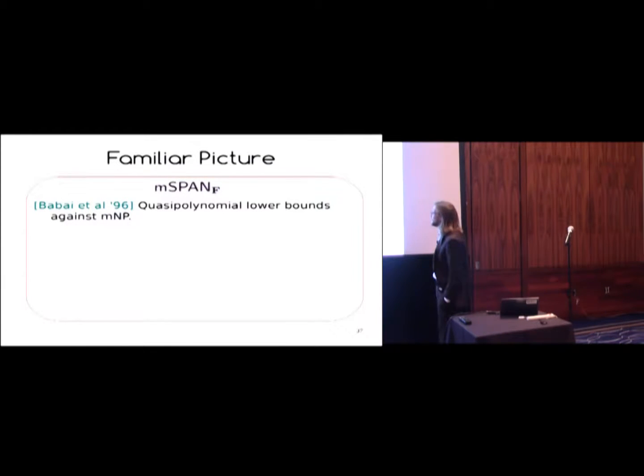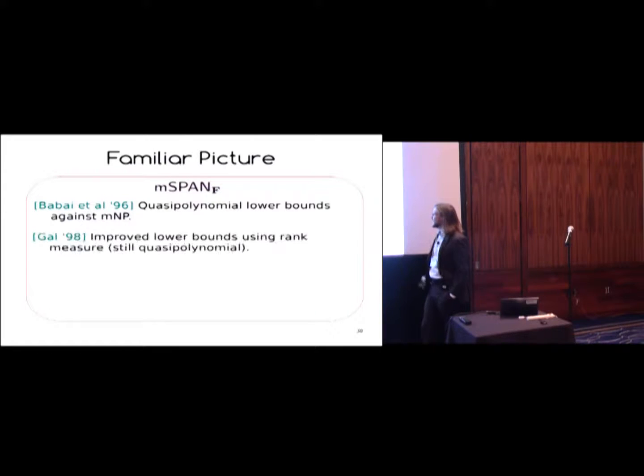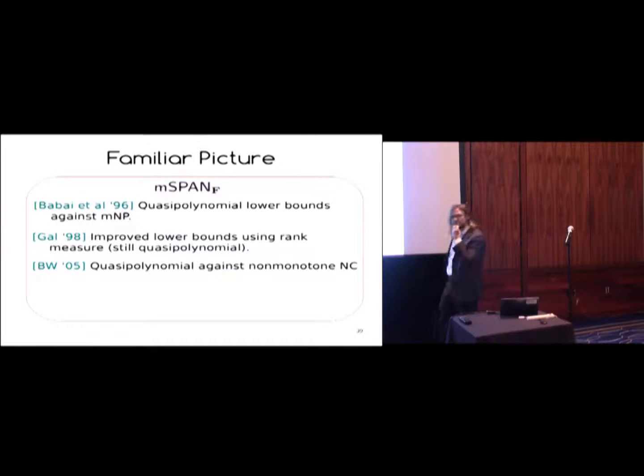The first major paper getting super polynomial lower bounds was by Babai et al. back in '96. They proved quasi-polynomial lower bounds against a function in monotone NP. Anna Gál cleaned up and formalized these results using something that we'll call the rank measure, but still quasi-polynomial for NP. And we can improve this NP lower bound, but it goes down to a non-monotone NC. So there's a monotone function in NC, which can be computed by non-monotone circuits, not monotone circuits, but which requires quasi-polynomial monotone span program size.